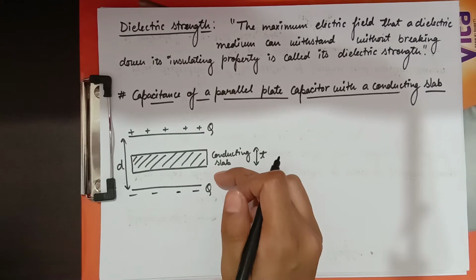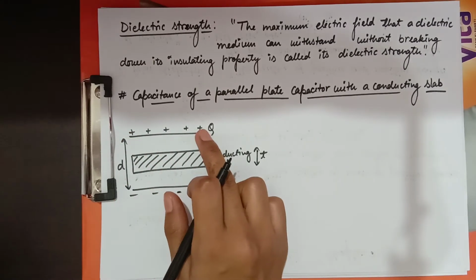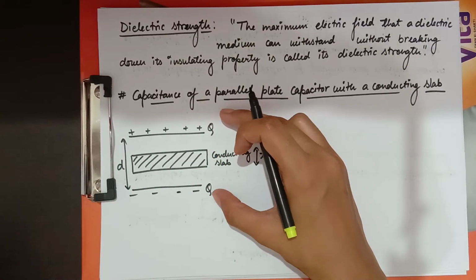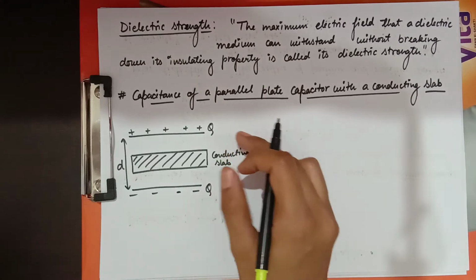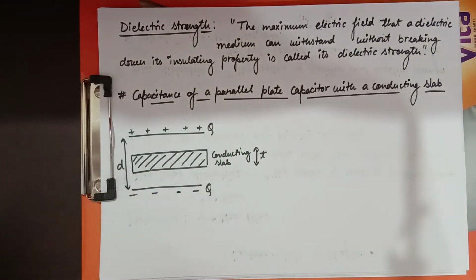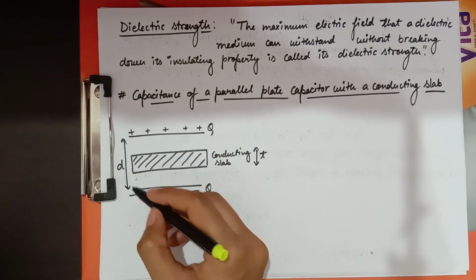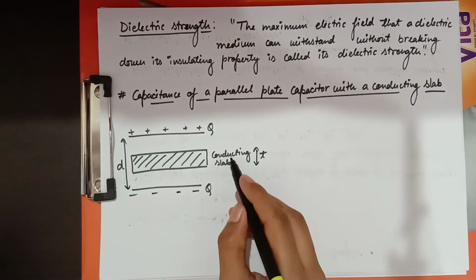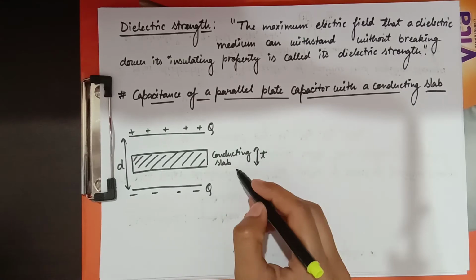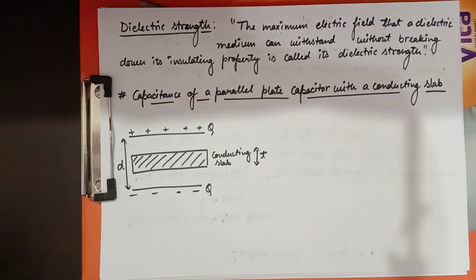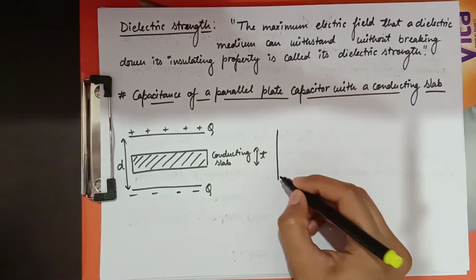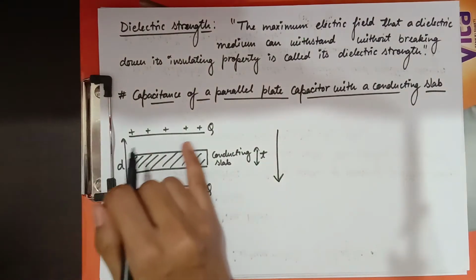These are two plates of a parallel plate capacitor. One has positive charge and the other has negative charge, and the charge stored between the two plates of the capacitor is plus minus q, or we can say mod of q is the charge stored on the plates of the capacitor. As you can see from the figure, the distance between the two plates is d, and I have introduced a conducting slab in between the two plates, and the thickness of this conducting slab is t. As you can see, this is the positive plate and this is the negative plate. So the direction of the electric field will be from positive to negative.